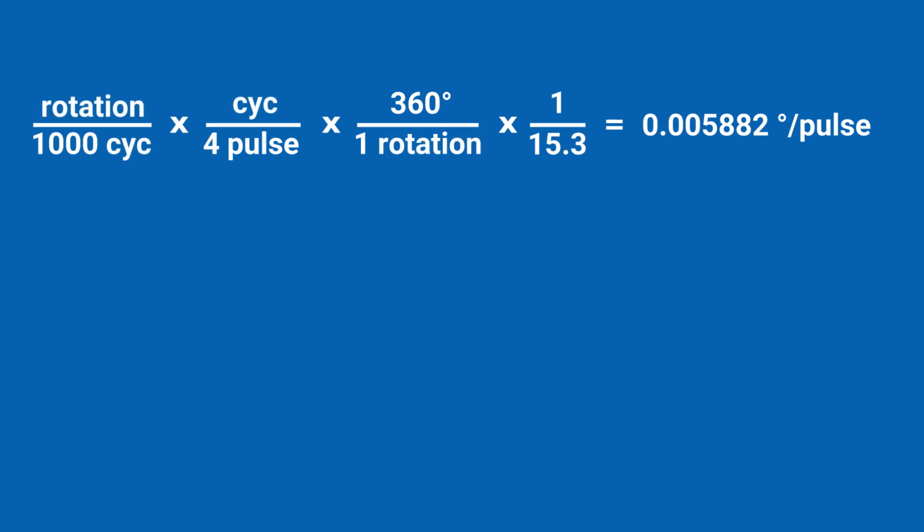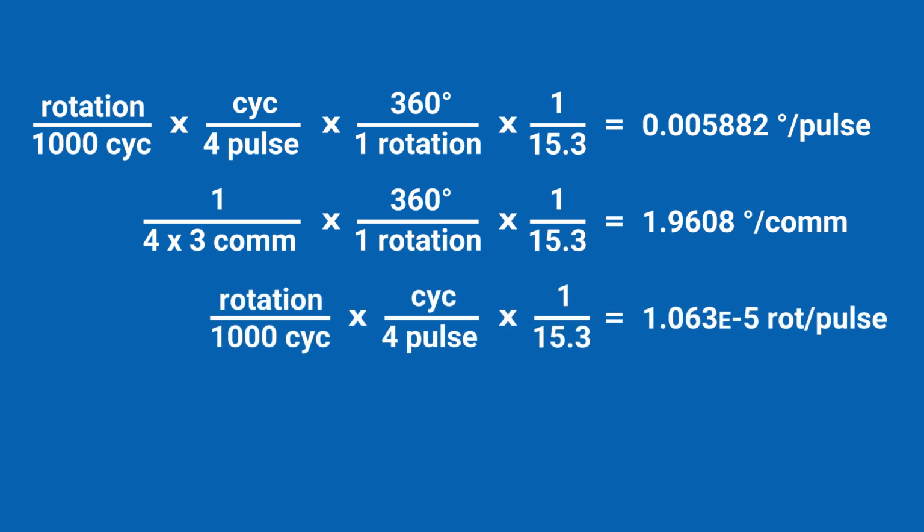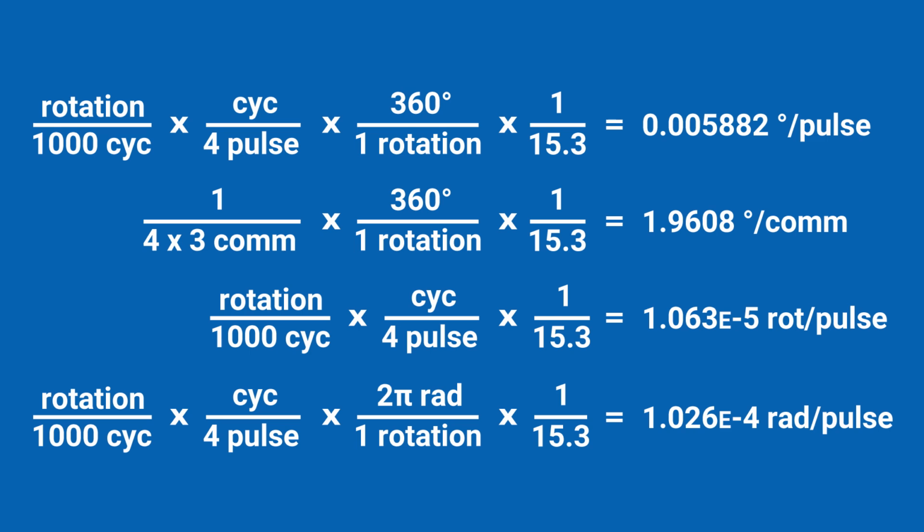If we don't use an encoder, we use the motor's number of poles times the number of phases. This motor has 3 power wires, so it has 3 phases. The same process could be used to calculate rotations, radians, or any other unit that's helpful for your application.